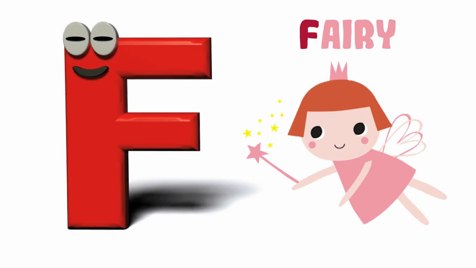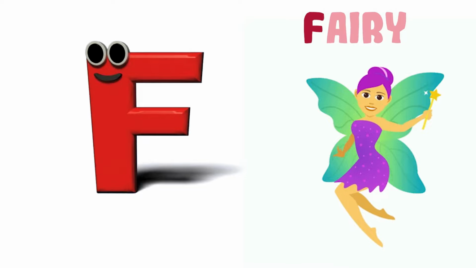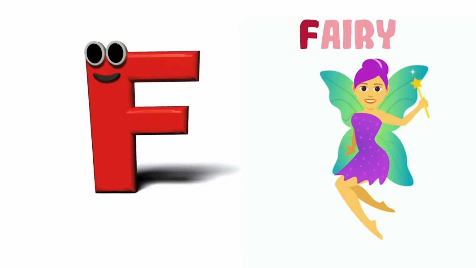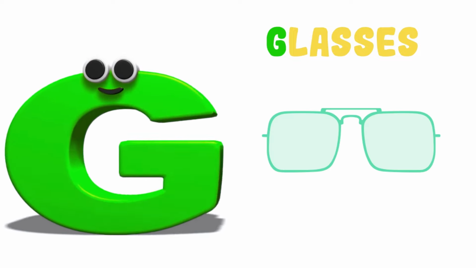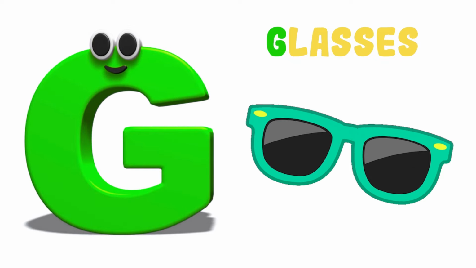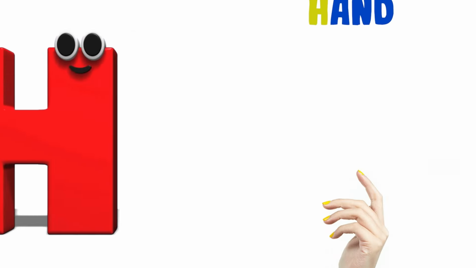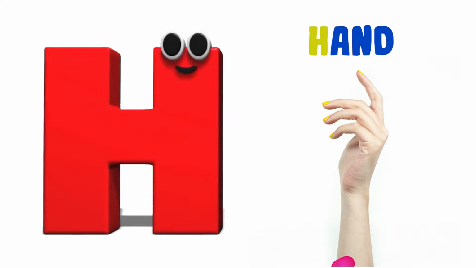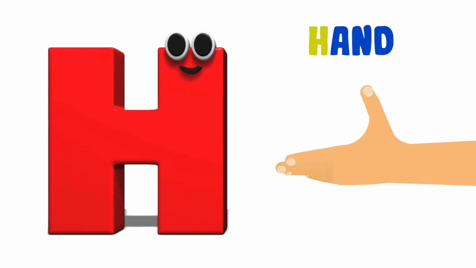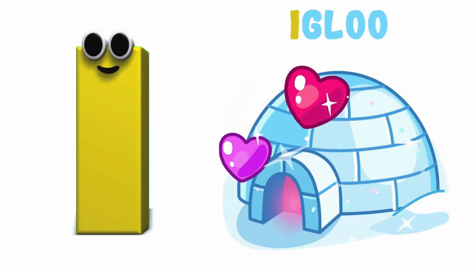F is for fairy, f, fairy. F, fairy. G is for glasses, g, g, glasses. G, glasses. H is for hand, h, h, hand. H, hand. I is for igloo.